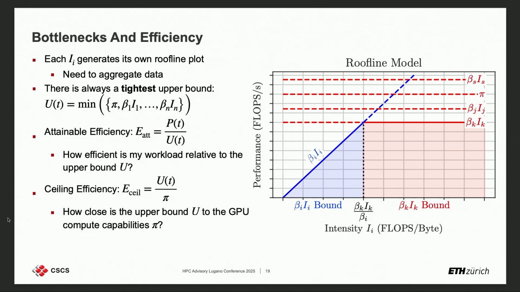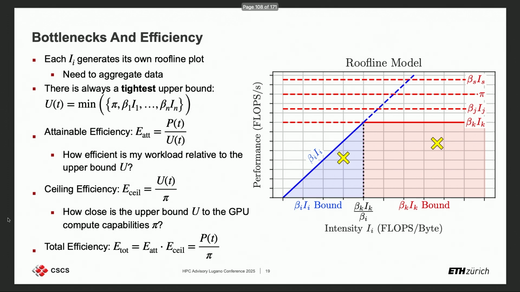And then I want to also talk about ceiling efficiency, which is the ratio between the upper bound and the peak performance pi. And this tells you instead how close your upper bound is to the maximum theoretical peak performance of the GPU, so to being completely compute bound. And then, of course, the total efficiency is just the product of the two and is essentially performance over the maximum performance of the GPU. This is not super interesting because it just tells you how much raw power you're using from the GPU.